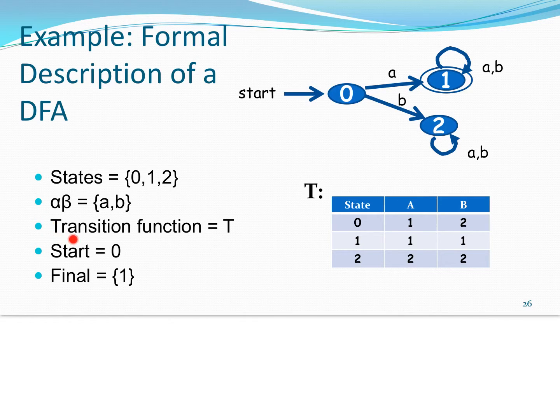I'm just going to write transition function equals T, and then I will put T separately as a table because it's a pain to try and include all this in my list here. I'll tell you what the start state is. Right now it's 0. We can see that here. And what are the final states? What are the states that accept? In this case there is exactly one, and that's state 1 with a double circle.